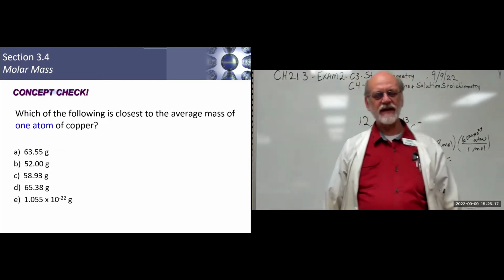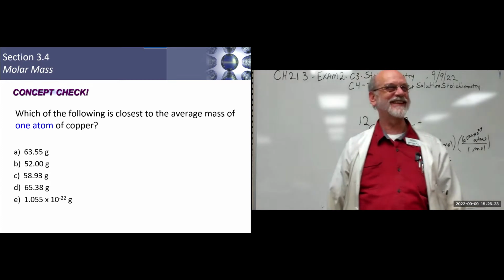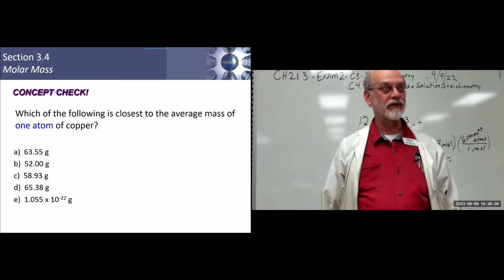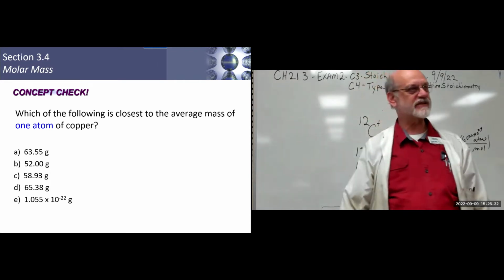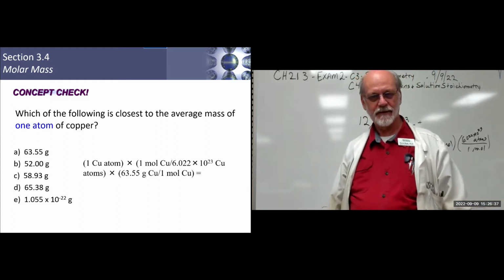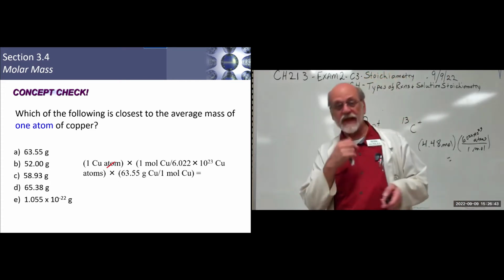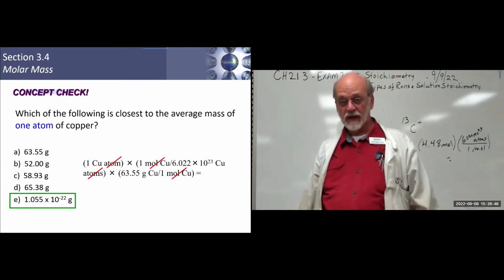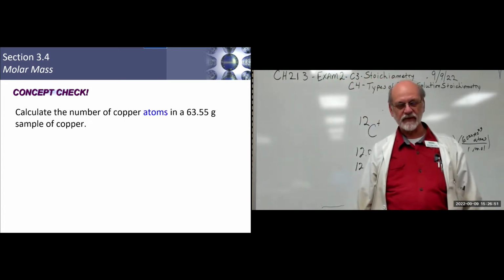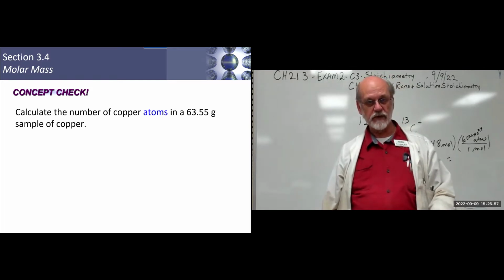Okay, this is kind of a dumb slide. What would be the closest average mass of one atom of copper? It wouldn't be A, B, C, or D, right? No atom weighs a gram. So process of elimination is the last one. There's the calculation, if you want to actually do it. And it's just dimensional analysis.